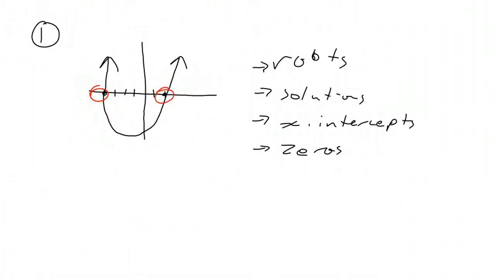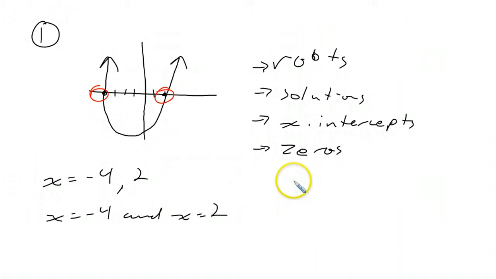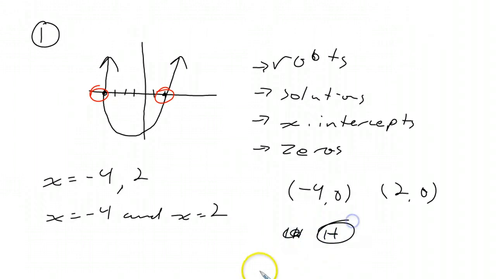So in this case, our roots cross the x-axis at -4 and 2. You can say x equals -4 and x equals 2. In this one, we have -4, 0 and 2, 0 is how the options are given to us. So it's going to be H.